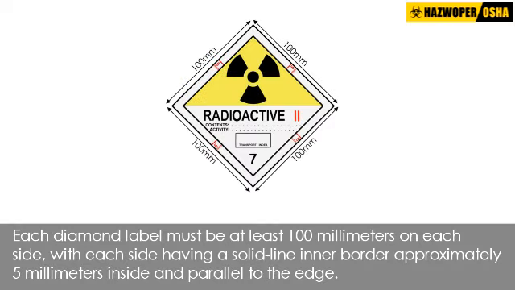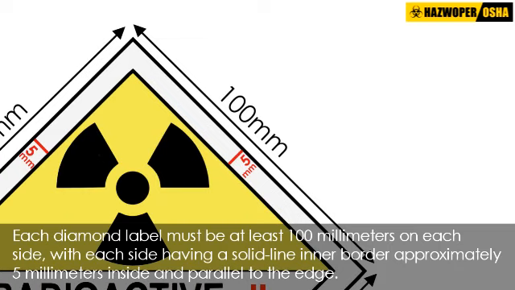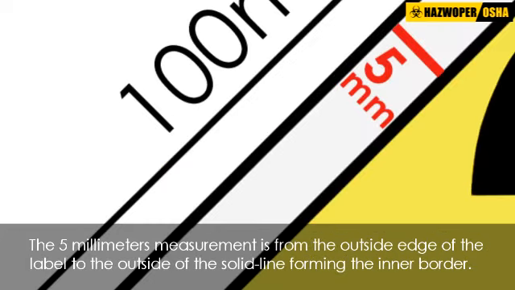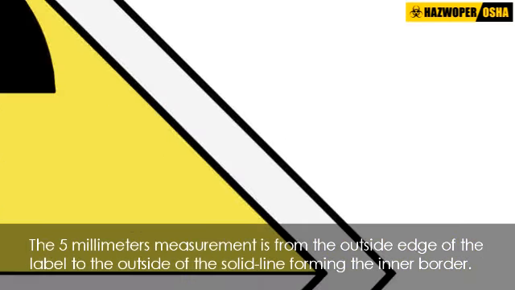Size. Each diamond, square-on-point label must be at least 100 millimeters or 3.9 inches on each side, with each side having a solid line inner border approximately 5 millimeters or 0.2 inches inside and parallel to the edge. The 5 millimeters or 0.2 inches measurement is from the outside edge of the label to the outside of the solid line forming the inner border.